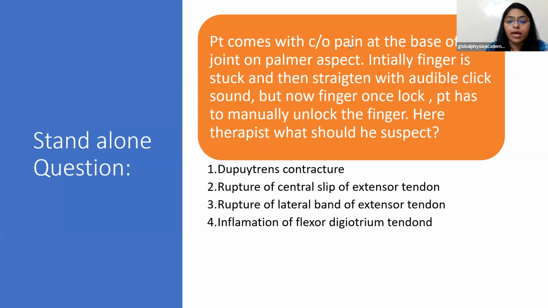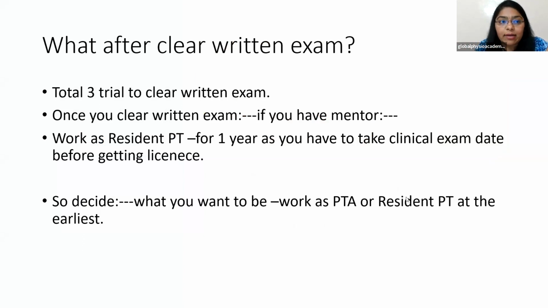Perfect. Okay. What after clearing the written exam? So there are a total of 3 trials of the written exam. And I prefer, do not think you have 3 trials. Think only you have 1 trial. Because that is a waste of your time, your money, your preparation. So always prepare thoroughly and then give the exam.